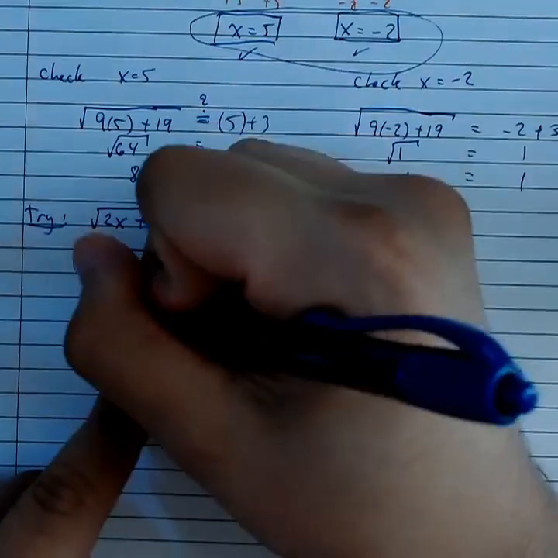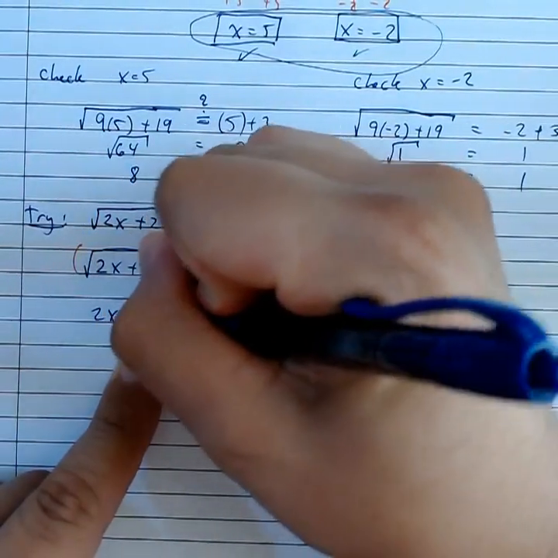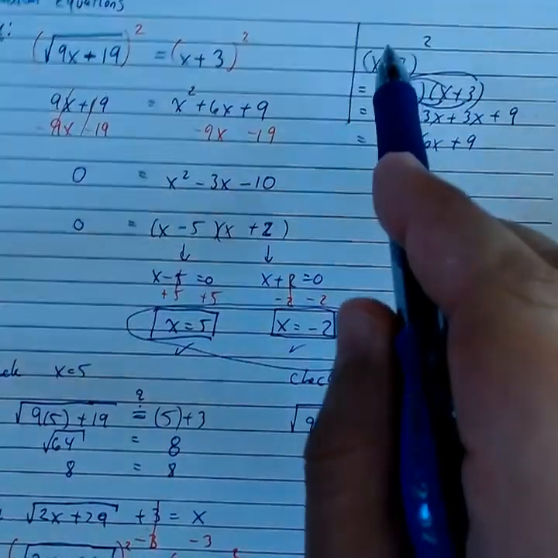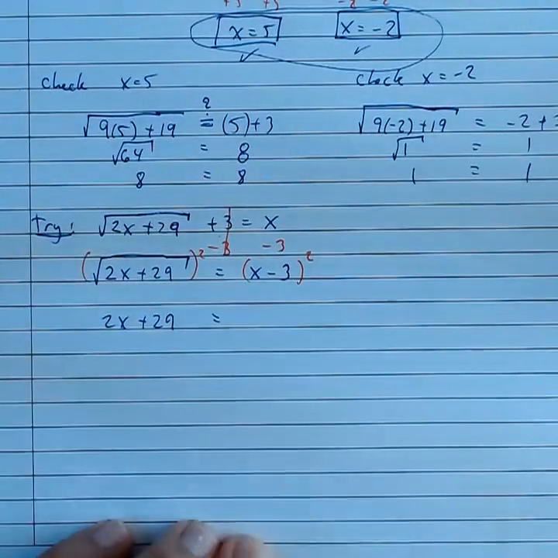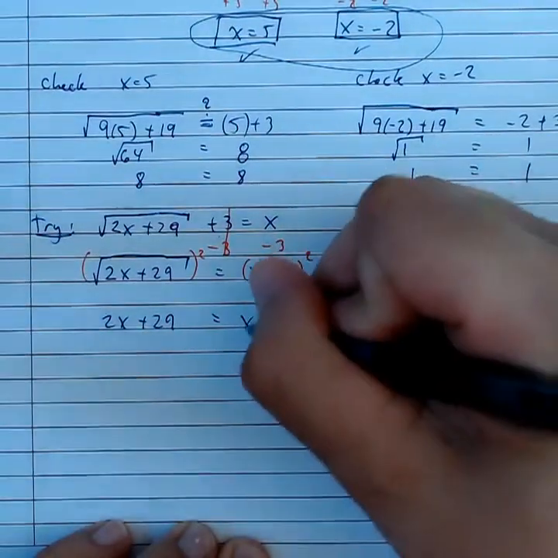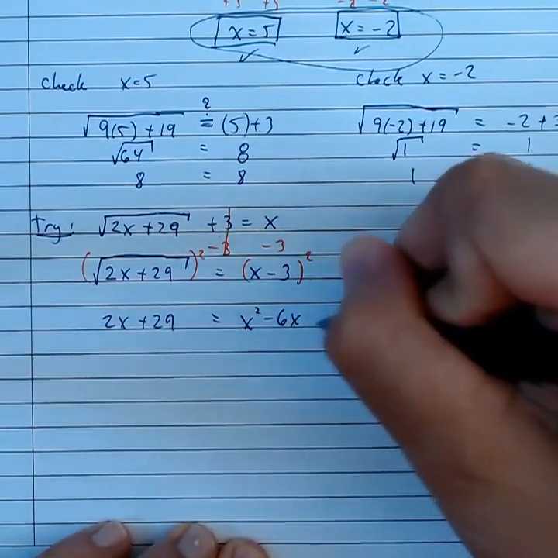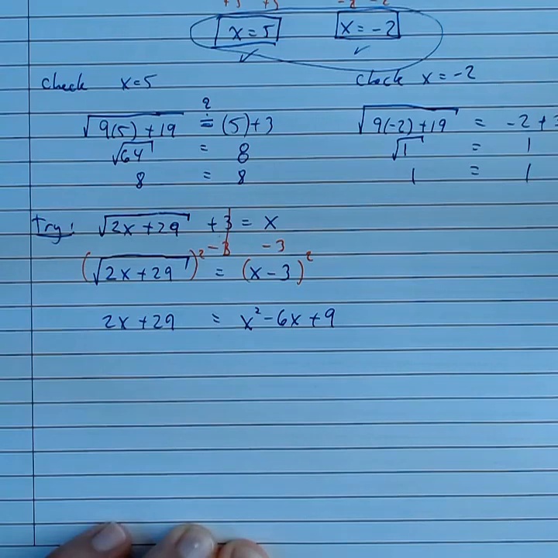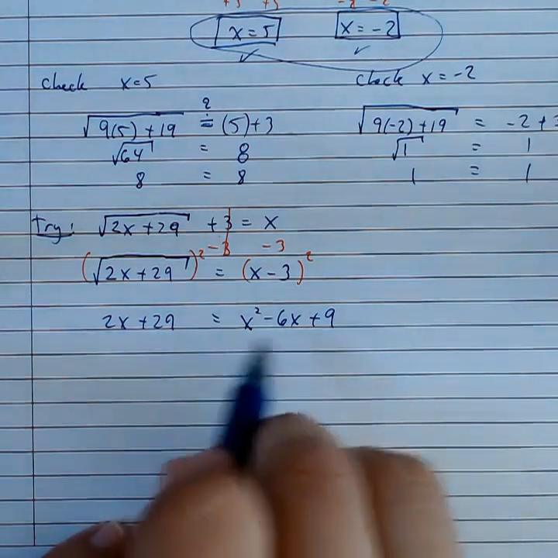Here, that's going to give me 2x plus 29. On this side, if I square x minus 3, once again, don't forget, to square something, you don't just square each part. You actually have to multiply the whole thing out. If you take x minus 3 times x minus 3, that'll give you x squared minus 6x plus 9. All right, x minus 3 times x minus 3. Distribute everything out to get that result.